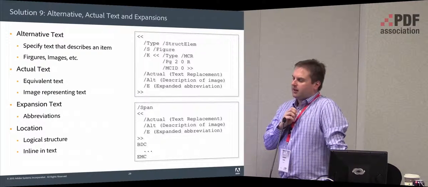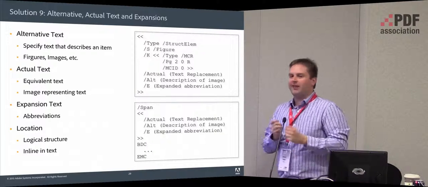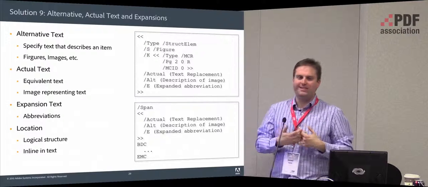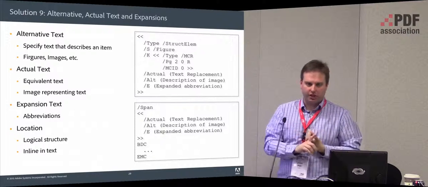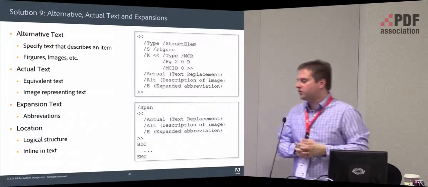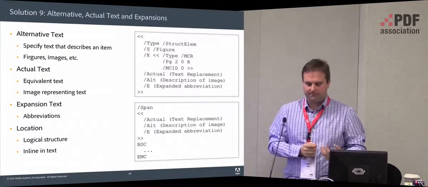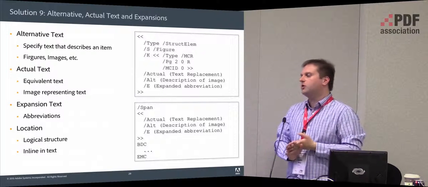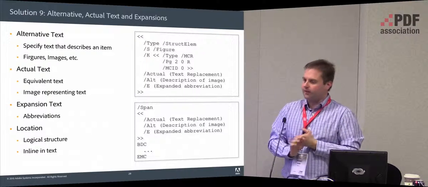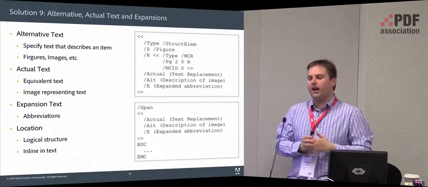Another thing I want to talk about a little bit: beyond language, there are three other attributes or properties that you can set, either at the structure level or at the content level. These are known as alternate text, alternative text as I sometimes write it, actual text, and expansion text. Anyone who's worked with accessible documents has probably seen these, and they can be a little confusing because they have very subtly different intentions, though they overlap in some ways.